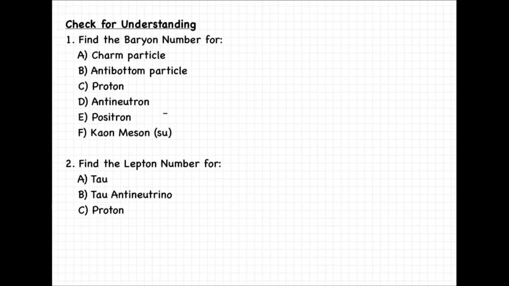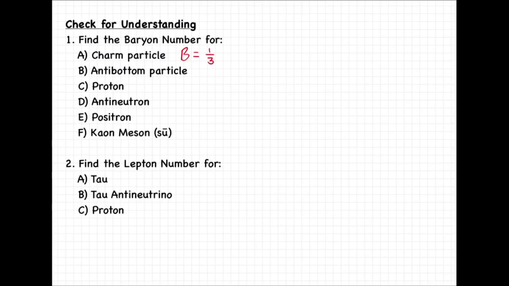All right, nice quick little check for understanding. We'll go through answers in a minute. All right, let's go through answers. Down, down, up, yep. Or up, down, down. Or up, down, up. Or down, up, up. Get the point. Charm particle, B equals a third, 1 quark.